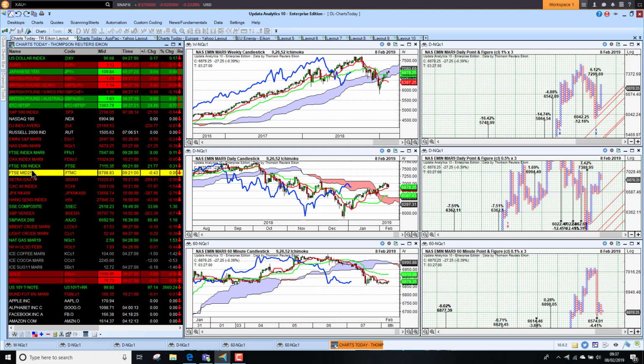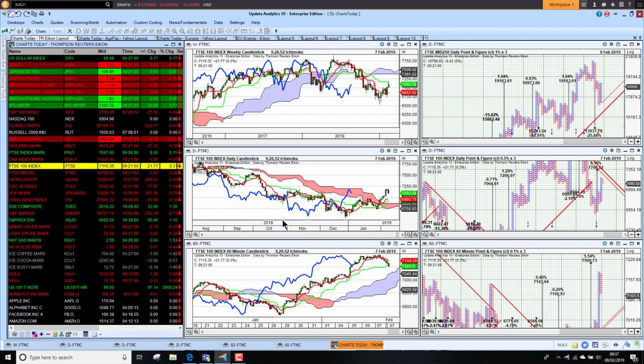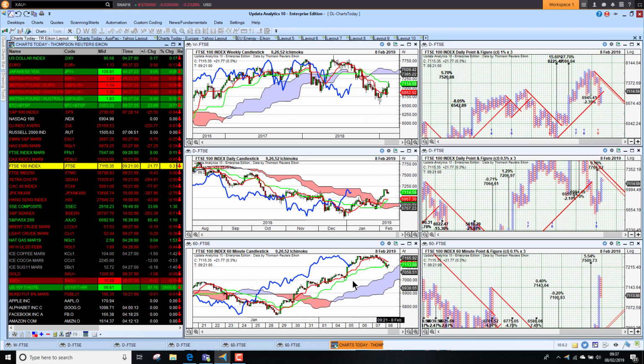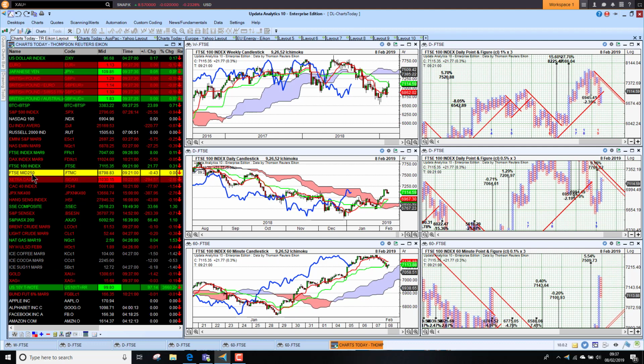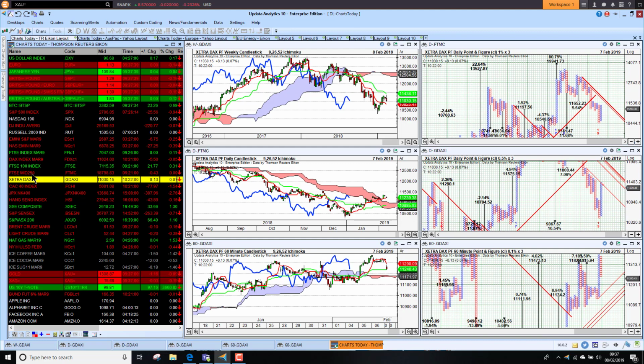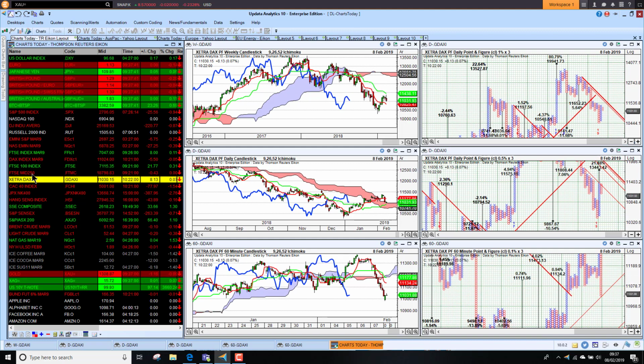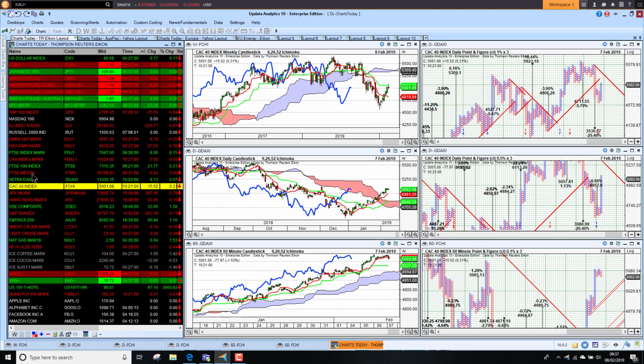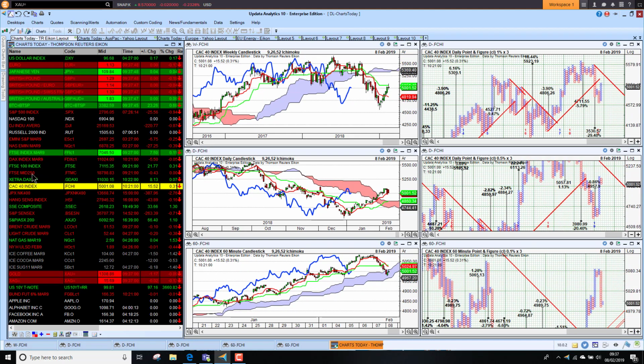The FTSE 100 is a bit higher this morning on that weaker sterling, and so we are up about 1/3%, but we are seeing sell-offs in other markets. The mid-caps is little change, down a very small amount, and the DAX is actually also down a small amount. The CAC 40 is actually up 1/3%, so we're seeing some relative strength there. So Europe's fairly mixed this morning.